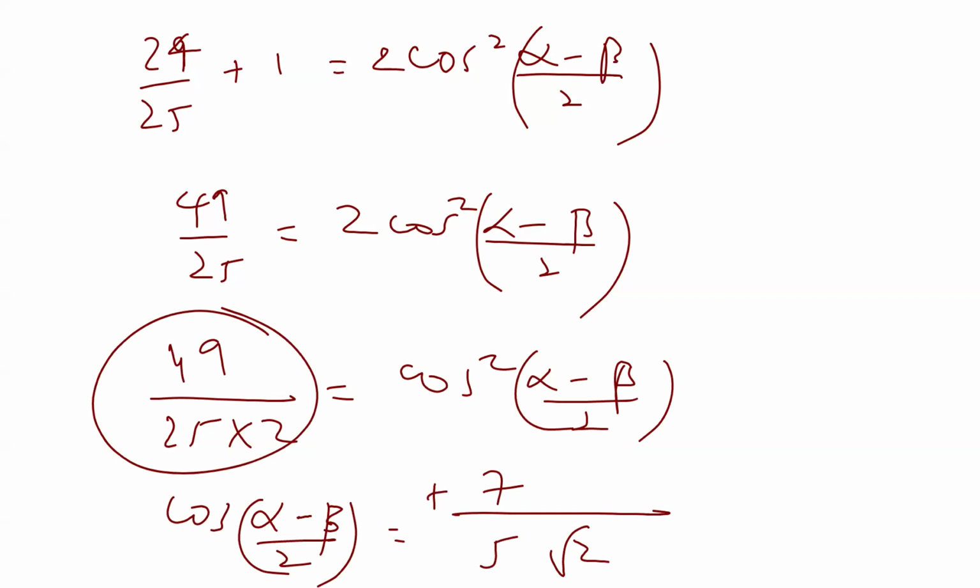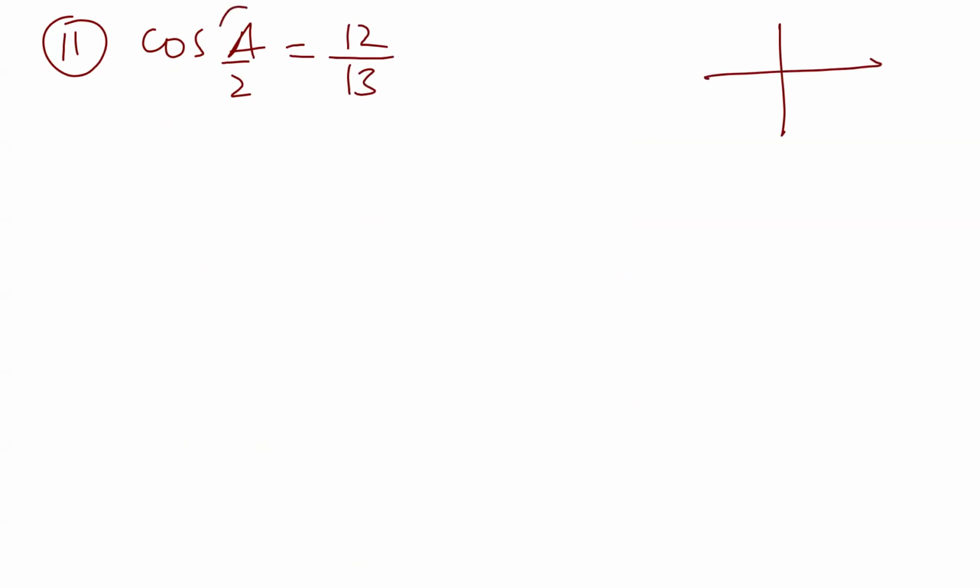Let us go to question number 11. Cos A by 2 is equal to 12 by 13. Without using tables, find the value of sin A, cos A, and tan A. Now, first of all, cos A by 2 is positive. So this A by 2 lies in the first and fourth quadrant. So the answer can be in the first and fourth quadrant.